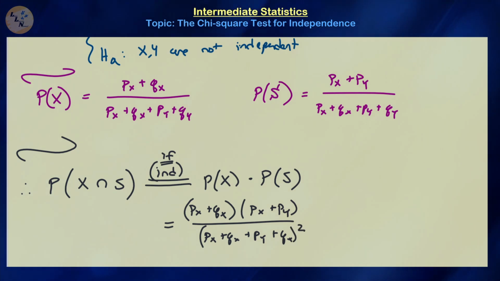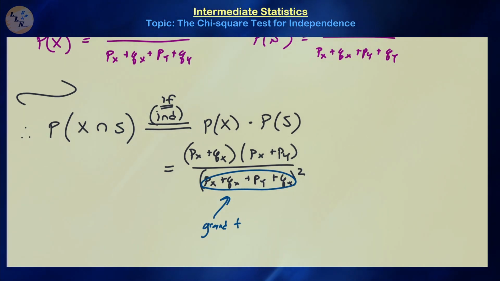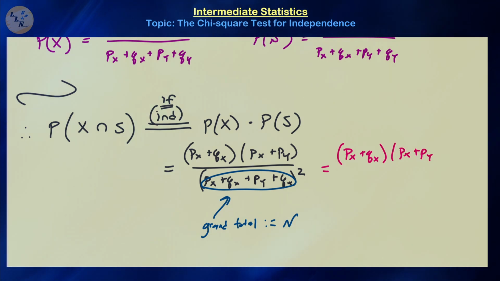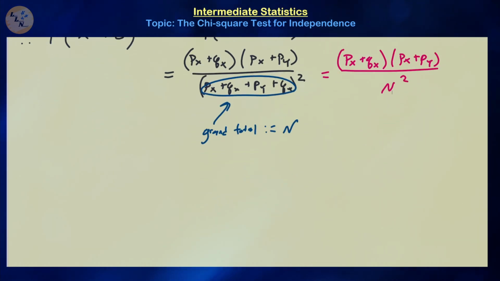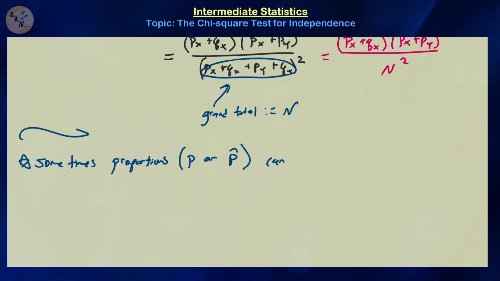And technically, this sum corresponds to the grand total of probabilities. I'm going to give that a new name. I'm going to call that capital N, and therefore I can rewrite the probability of this product as simply px plus qx times px plus py all over n squared, right? So sometimes, it's very important to know, sometimes proportions, either p or the sample proportion p hat, can be misleading.